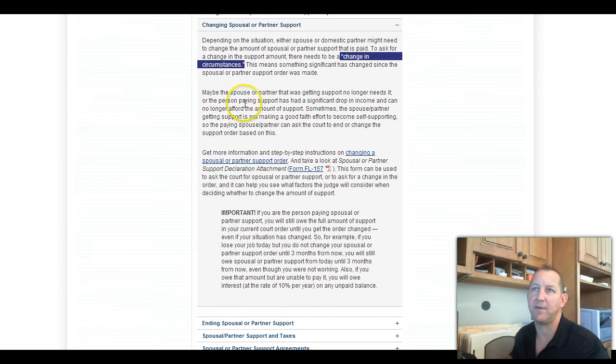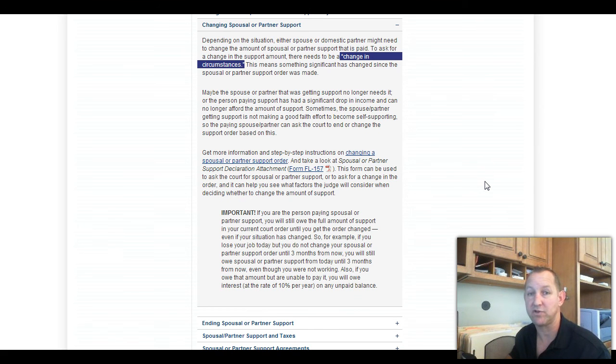They say here that maybe the spouse or partner who was getting support no longer needs it, or the person paying support has had a significant drop in income and can no longer afford the amount of support. Sometimes the spouse given the support is not making a good faith effort to become self-supporting, so the paying spouse can ask the court to change or end the support order based on this. So, just to recap that, there has to be a change in circumstances, and this is generally regarding money.